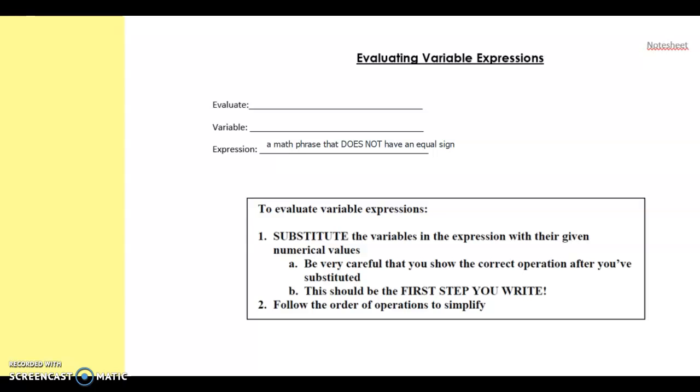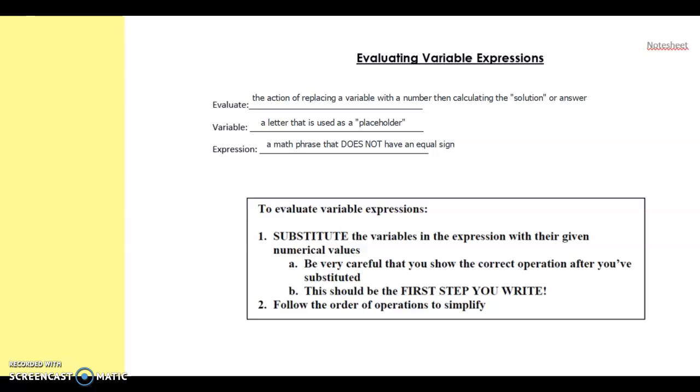The word evaluate is the action of actually replacing a variable with a number and calculating the solution, which is just fancy for the answer. And variable you should be familiar with, but it is a letter that is used as a placeholder in math, whether you don't know the number or you're looking to change it and analyze what its action has on the outcome. So again, we're looking at evaluating variable expressions.